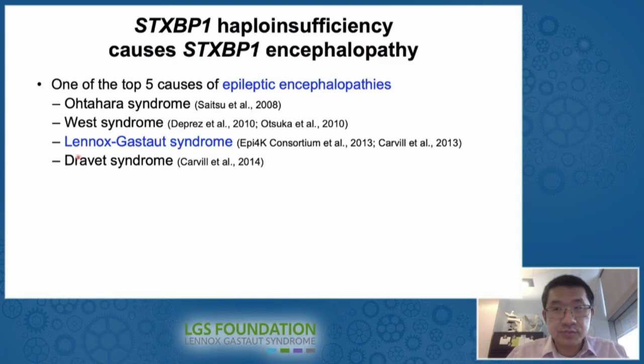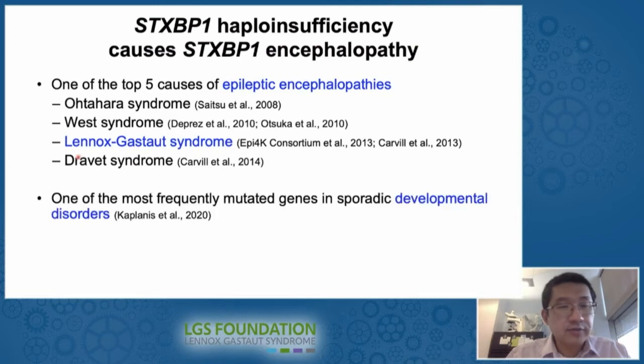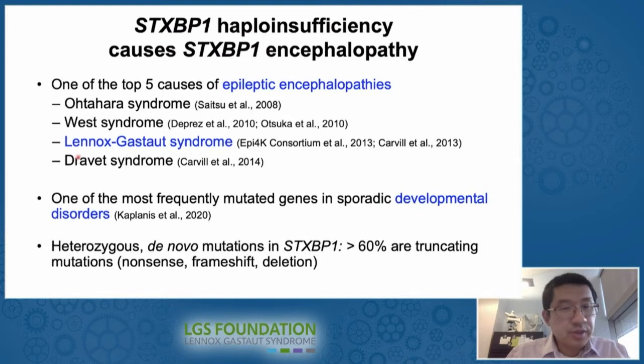LGS and Dravet syndrome. And some very large-scale sequencing studies have shown that this gene is one of the most frequently mutated genes in sporadic developmental disorders. Because most of the mutations we have discovered so far, more than 60% of those, are truncating mutations, therefore haploinsufficiency is a very important mechanism, or perhaps the major mechanism, of this disease.